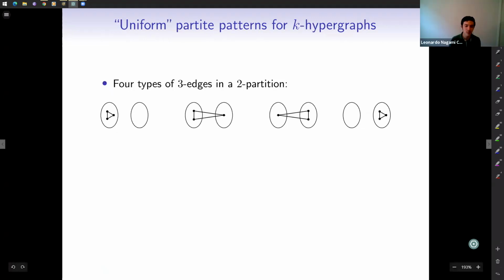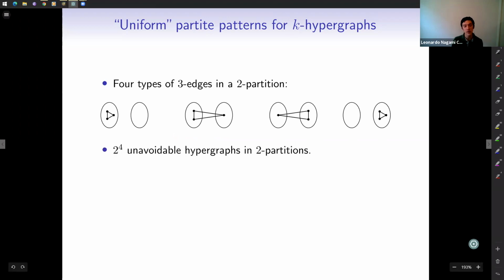So let's think about the case of hypergraphs. So say 3-hypergraphs, right? Let's do the same rationale here. If I have a 2-partition of a 3-hypergraph, this gives me 4 types of edges, right? So a 3-edge can be contained in the first part, or it can be contained in the second part, or it can have 2 points in the first part and 1 in the second, or 1 point in the first part and 2 in the second.